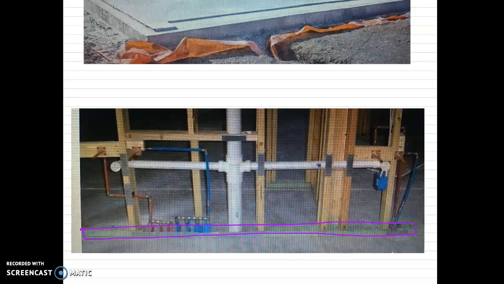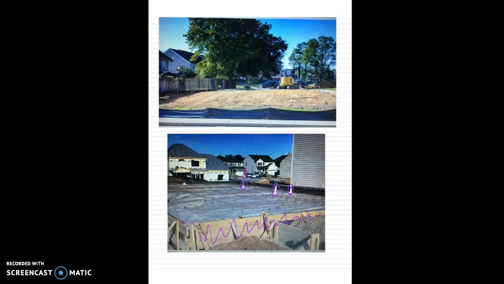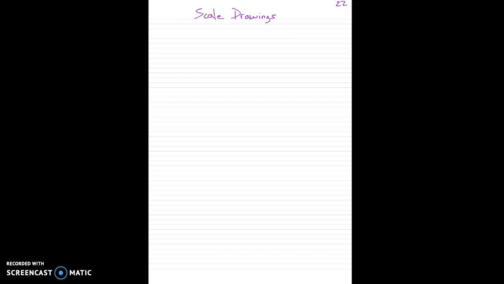The only reason I'm bringing this up is because some of you will use scale drawings when you're older, and so it's important that we understand why they're important and who uses them. All right, so let's get to our notes. Don't forget that you can pause and fast forward and rewind anytime that you want to.